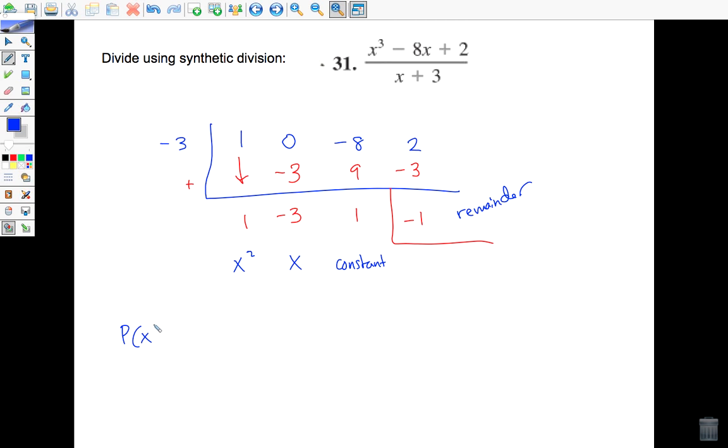Okay, so the polynomial is equal to the divisor times x squared minus 3x plus 1, and then minus 1.